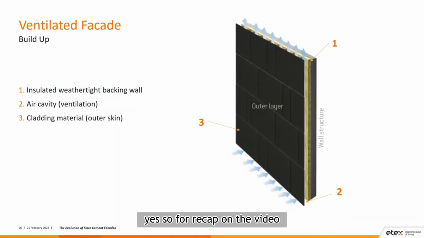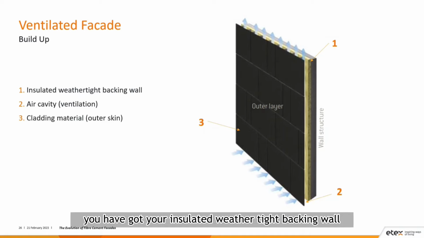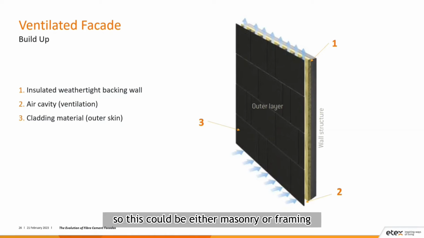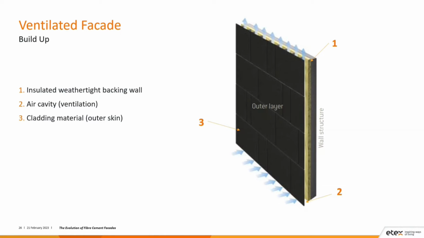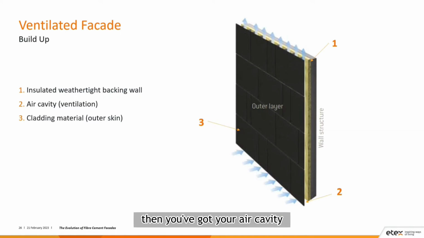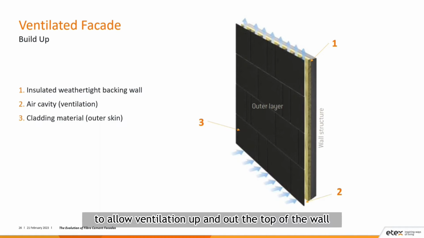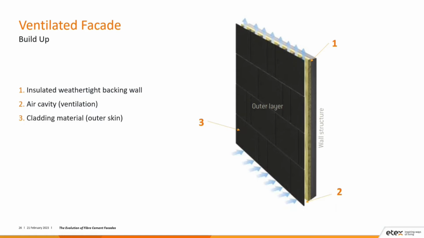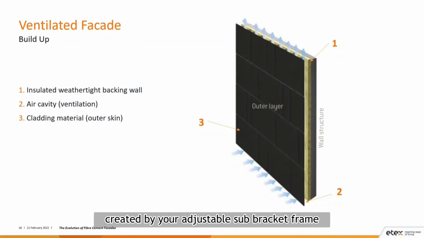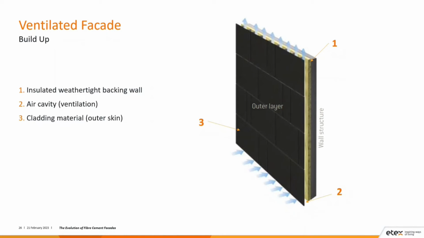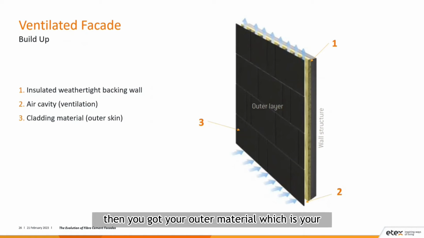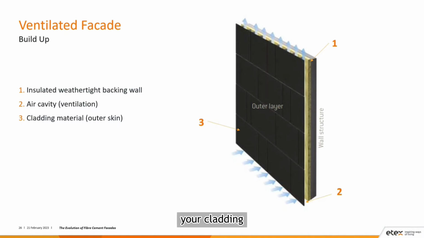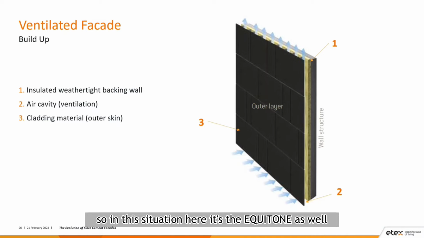So for a recap on the video, your ventilated facade build-up, you have got your insulated weather-tight backing wall. So this could be either masonry or framing. Then you've got your air cavity. So your air cavity is vertical to allow ventilation up and out the top of the wall. Your air cavity is created by your adjustable sub-bracket framing. And then you've got your outer material, which is your cladding. So in this situation here, it's the EQUITONE as well.